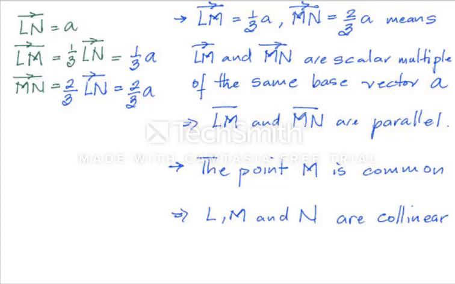So all of that means that LM and MN are scalar multiples of the same base vector A. One is 1/3 A and one is 2/3 A. So that basically means that LM and MN are parallel. Two vectors are parallel if they're scalar multiples of the same base vector. The point M is common because you have LM and MN. So since the two vectors are parallel and they share a common point, L, M, and N are collinear.